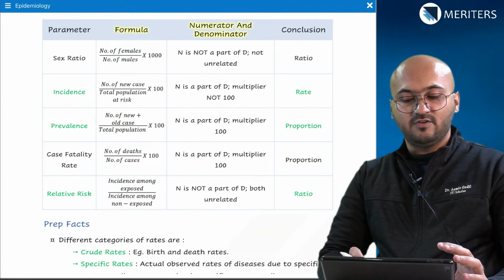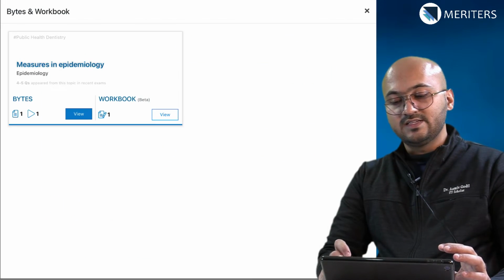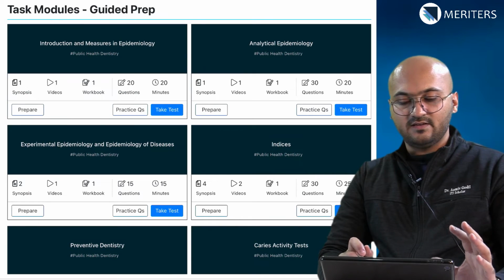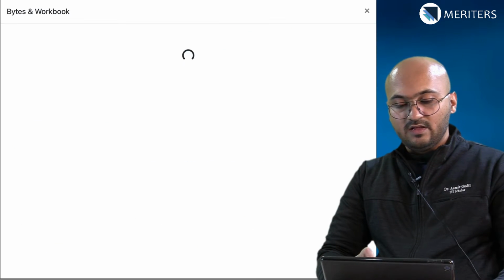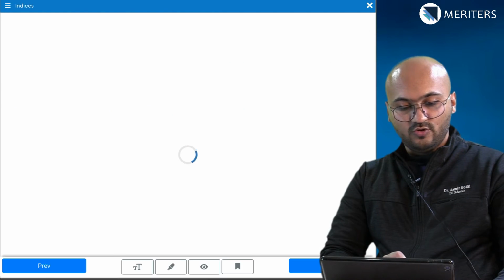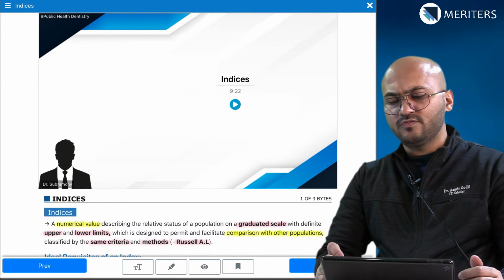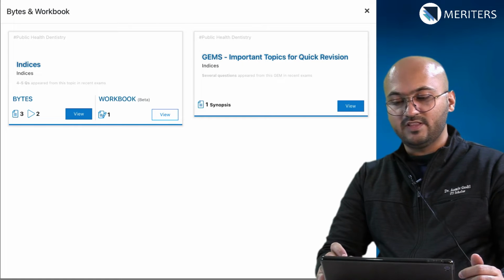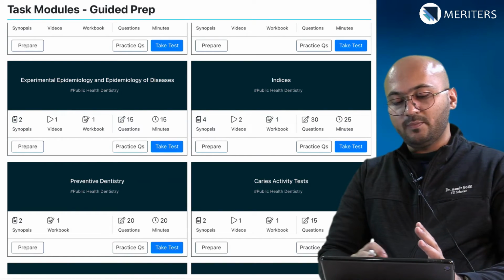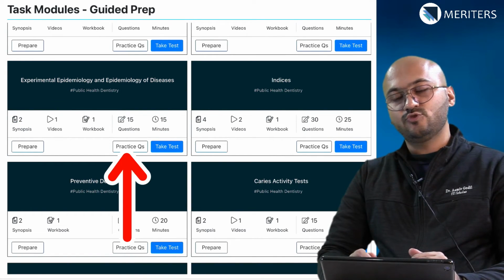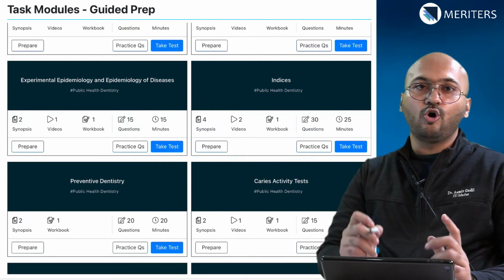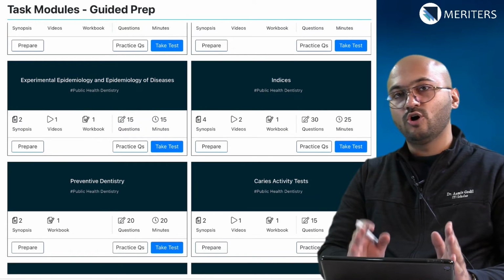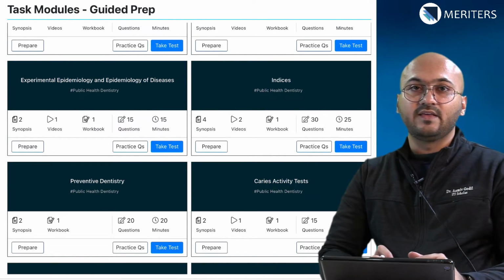All the formulas are in one place. It's all very precise and it's well sorted. So you can go through your videos here. You can also look at a lot of video content with MCQ videos. So once you prepare one topic, the next thing is to practice your questions and then take a test. And keep doing that for all the tasks. You must complete all the tasks in this given subject.